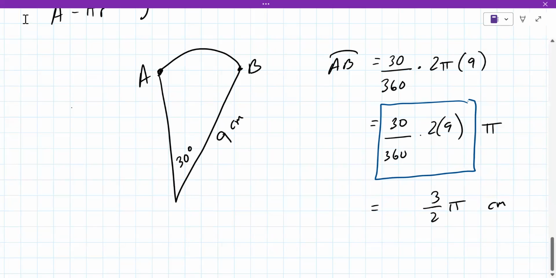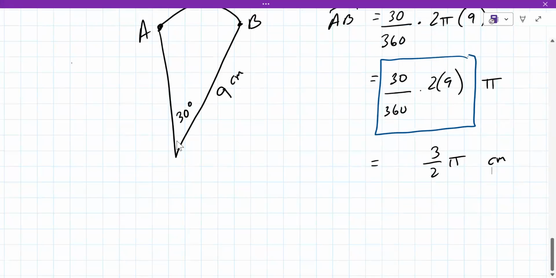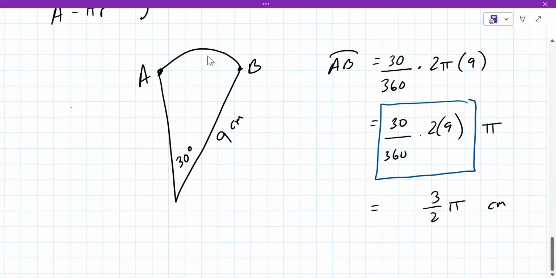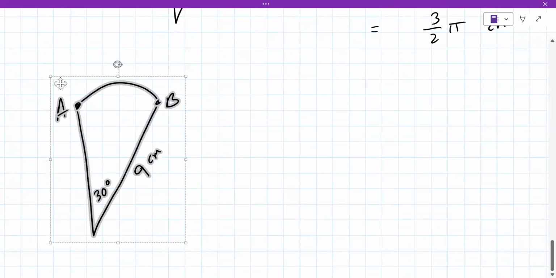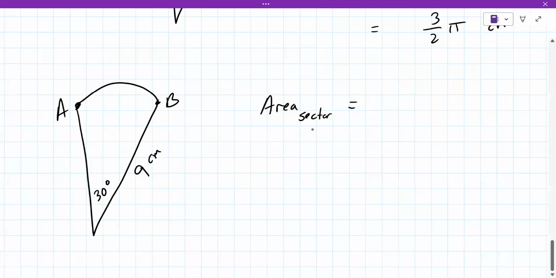Centimeters cubed. No, I just meant, how far you got to walk. Now the next thing we can find is the area of this thing. Like we want to eat it. We want to know how big the slice is. So the area of the sector is the angle out of 360 pi r squared.